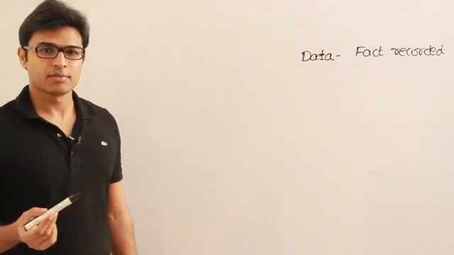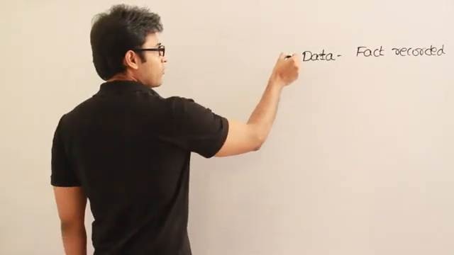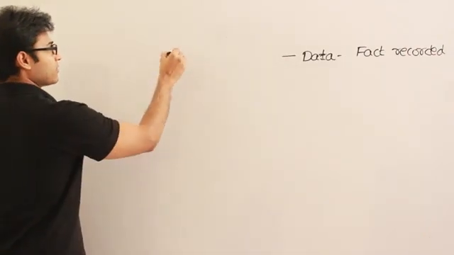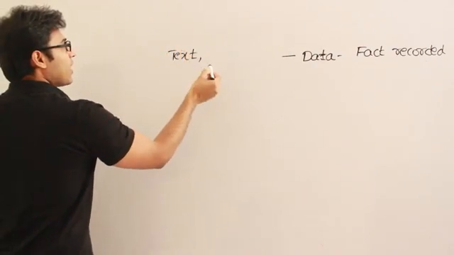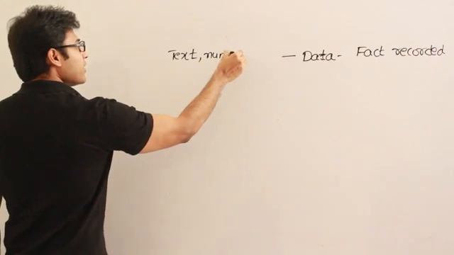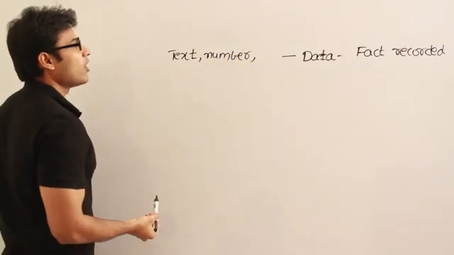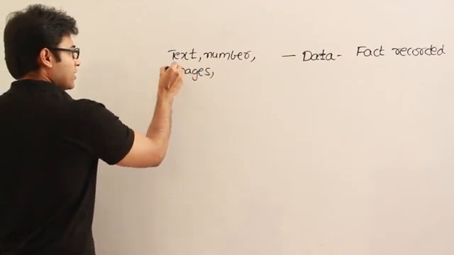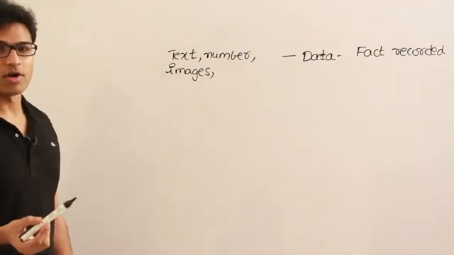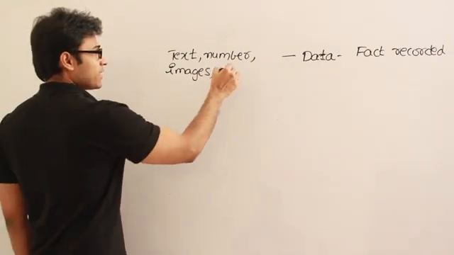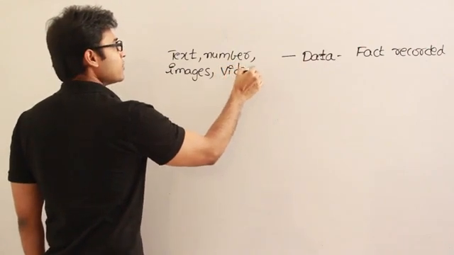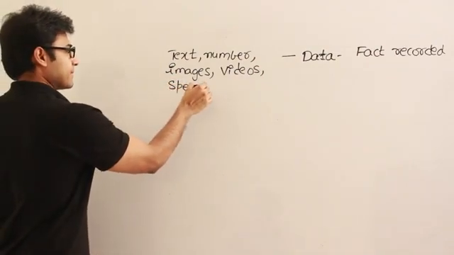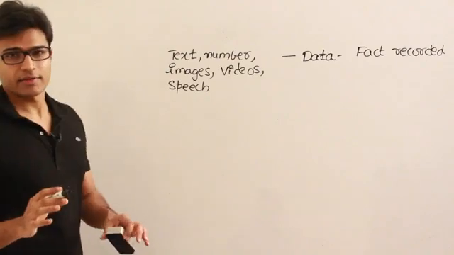And if you want to see examples of data, you may think of data as some text. Your facts can be written in terms of text, like names. Name is a fact, isn't it? Or some numbers, like your address, phone number and so on. Or it can even be images, meaning the pictures that we take. That could also be data. Or it can be videos, like the one you're watching right now. Or there are various types, like speech. So these are all data. If they can be recorded, then it is data.